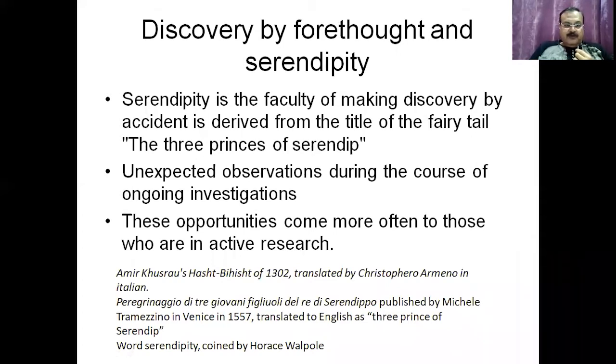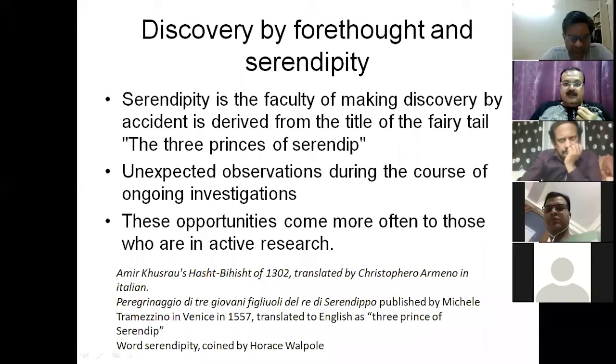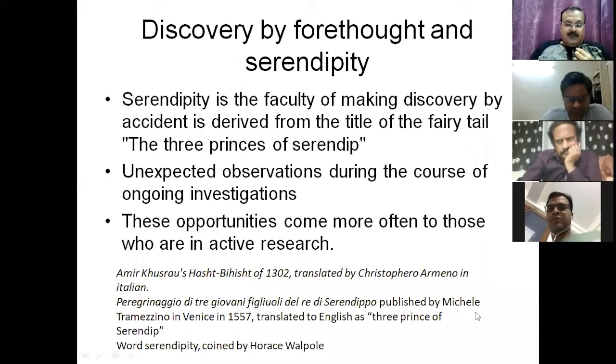I don't know how many of you have read Amir Khusro's Hasht Bihisht, which was written in 1302 and later translated into English as The Three Princes of Serendip. This is a story of three people who have the power of deduction, and by looking at things that are happening, they are able to decide what it has. Their father wants to choose the best among the three, so he sends them to a far east land.